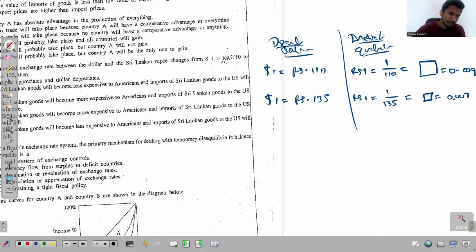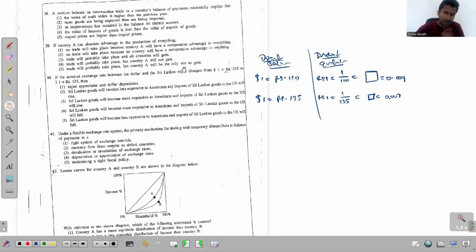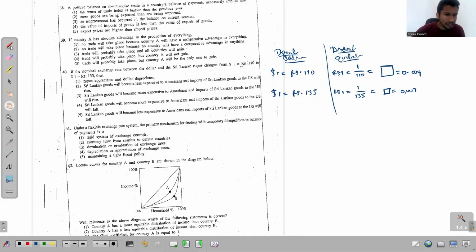Now come to this question 1. Rupee appreciates, no. Rupee depreciates, and dollar appreciates. So the opposite happens. And then look at this one.